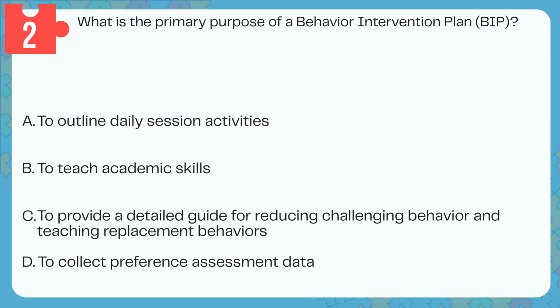Question 2. What is the primary purpose of a behavior intervention plan, BIP? A. To outline daily session activities. B. To teach academic skills. C. To provide a detailed guide for reducing challenging behavior and teaching replacement behaviors. D. To collect preference assessment data.